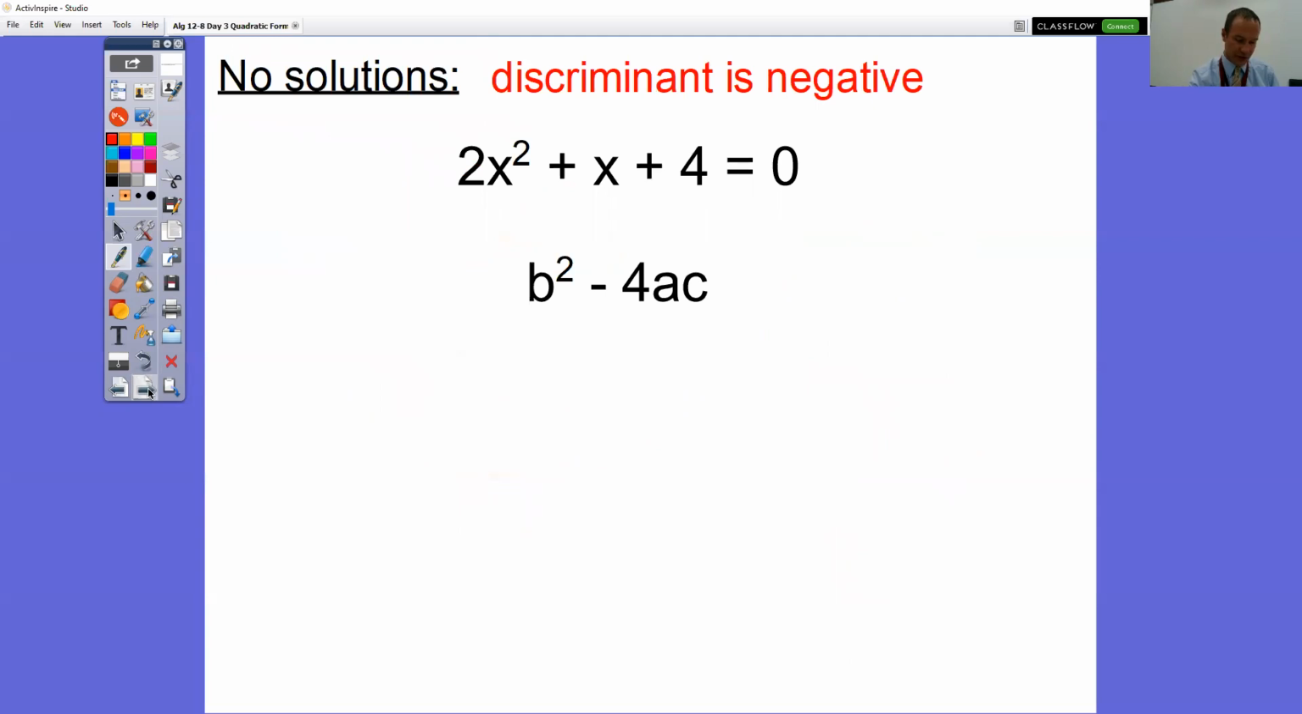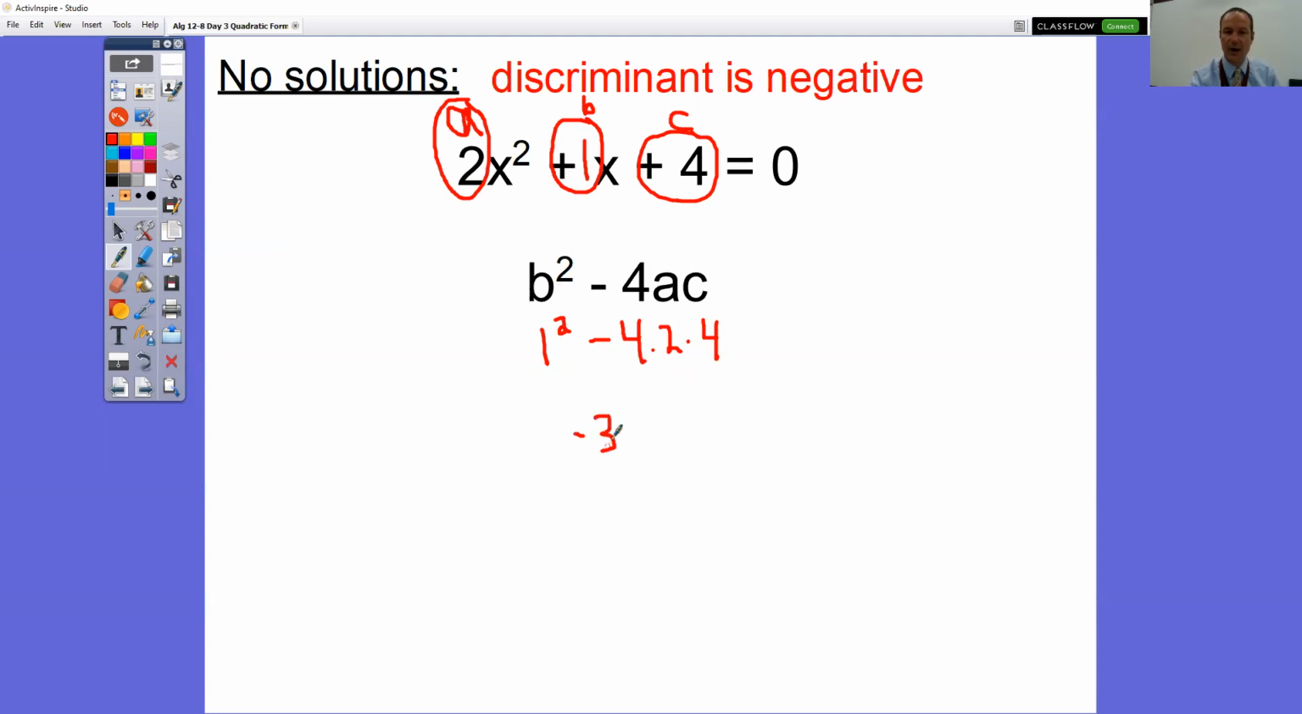Let me show you what a no solution looks like. So again, identify your A, your B, and your C. So 2 is going to be my A. There's really a 1 in front of here. So 1 is going to be my B. And my C term is going to be 4. So B squared, 1 squared, minus 4 times A times C. You could type that right into the calculator again. When you do that, you end up with negative 31.